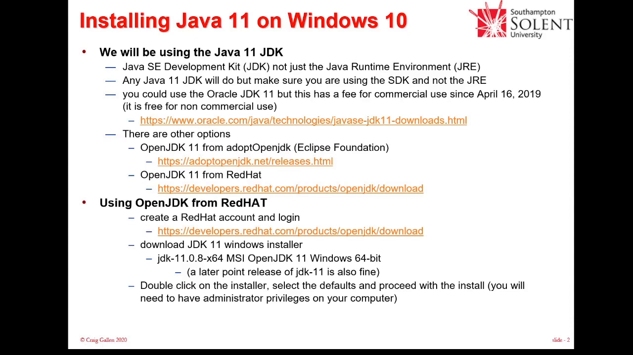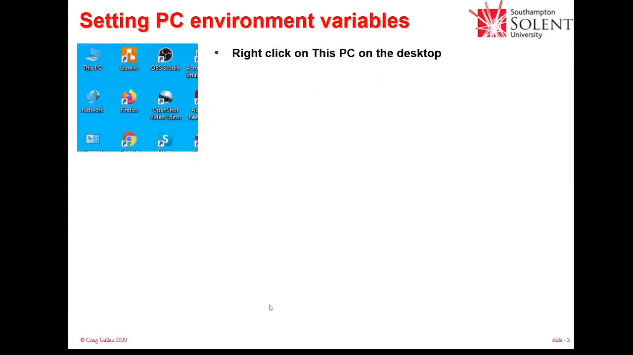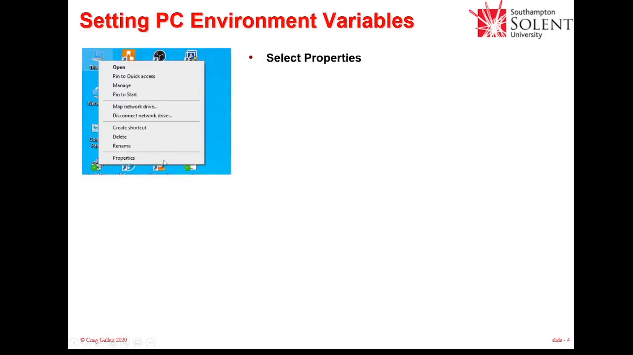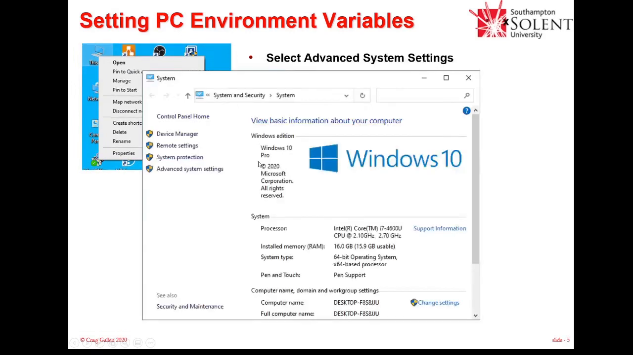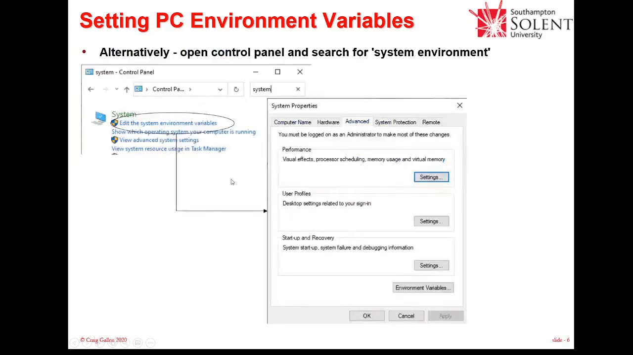But that's only the first thing we need to do. We now need to set up environment variables. To find the environment variables, we right-click on This PC on our laptop. There is a slightly different way of doing this as well, but I'll show you that in a minute. You right-click on it, and you'll see there's Properties. You select Properties. That will bring up this particular window here, and what we want to do is select Advanced System Settings. Alternatively, we can go to the Control Panel and edit the system environment variables.